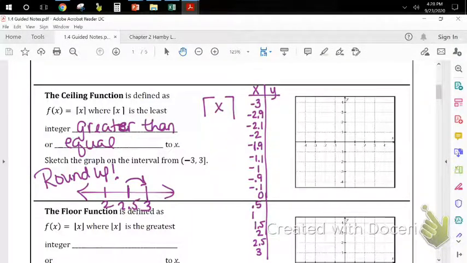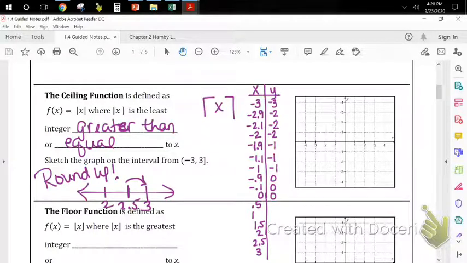All right, so the least integer greater than or equal to -3: -3 is an integer, so it's going to stay -3. The least integer greater than or equal to -2.9, we're going to round up. -2.9 rounds up to -2. -2.1 will round up to -2, and -2 is an integer, so it's going to stay -2. -1.9 will round up to -1. -1.1 will round up to -1, and -1 is an integer, so it's -1. -0.9 will round up to 0. -0.1 will round up to 0, and 0 rounds up to 0.